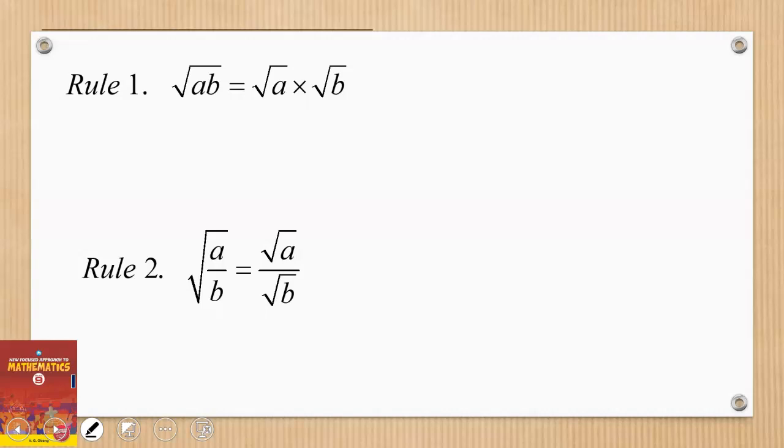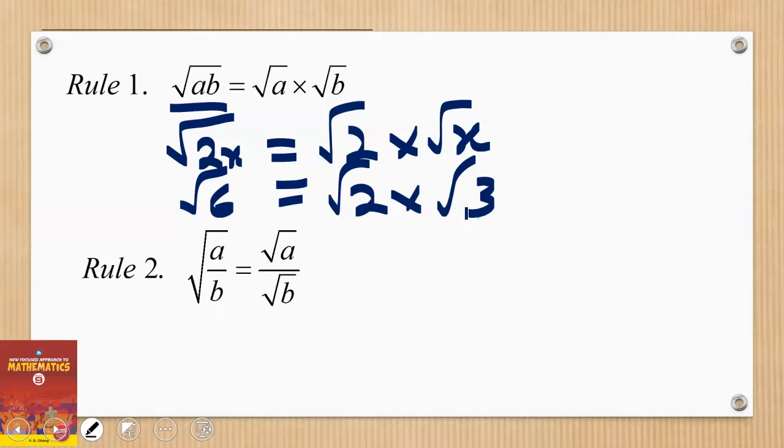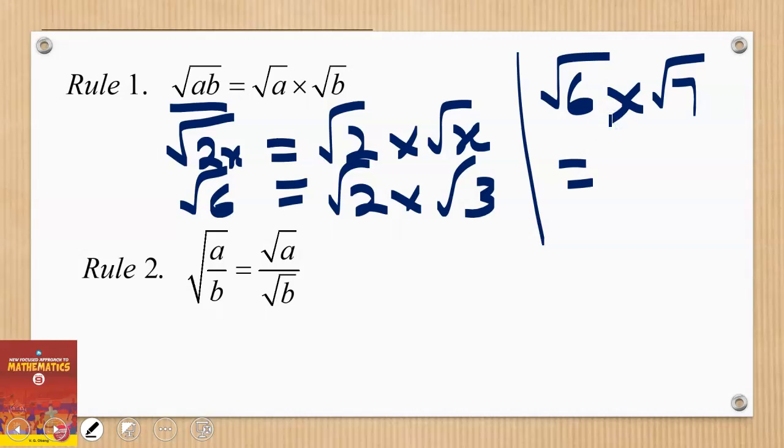Now, rule one says that if we are multiplying two numbers and they are all under square roots, then we can easily write a separate square root for each of them, like root of AB can be the same as root A times root B. What it means is that if I give you, let's say, root of 2x, this can easily be written as root of 2 separately, root of x separately. Again, if I have root of 6, I can easily write it as root of 2 times root of 3. In future, you could be given a question like square root of 6 times square root of 7, and it means that this can be multiplied together because they all have square roots. So 6 times 7 will give us root of 42, right?